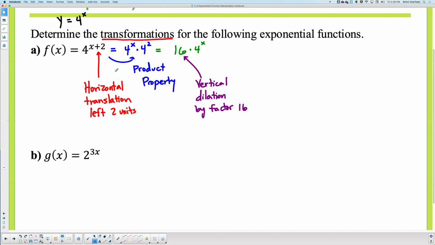Notice, this is why I'm going to do this so many times today. This is what you have to get down. For an exponential function, if it's a horizontal translation, that means the x's are adding. What will it be in the very end? Vertical dilation. Why is that the case? Because by definition, exponentials are proportional. What does that mean?